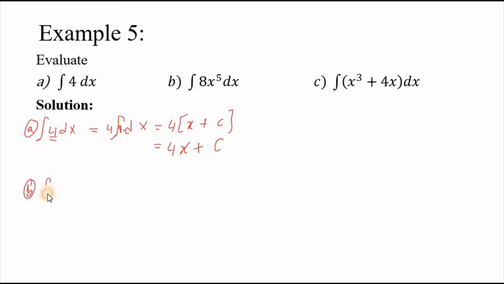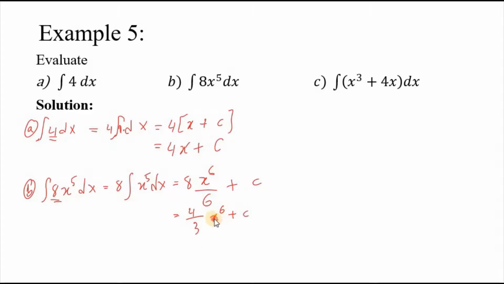The second integral says we need to find the integral of 8x to the 5th power dx. We know that if we have a constant, we can bring it out. So we're going to say this is 8 times the integral of x to the 5th dx, which is equal to 8 times x to the 6th power divided by the new power, plus c. And then you can simplify this into 4/3 x to the 6th power plus c. And the last one, we want to find the integral of x cubed plus 4x.